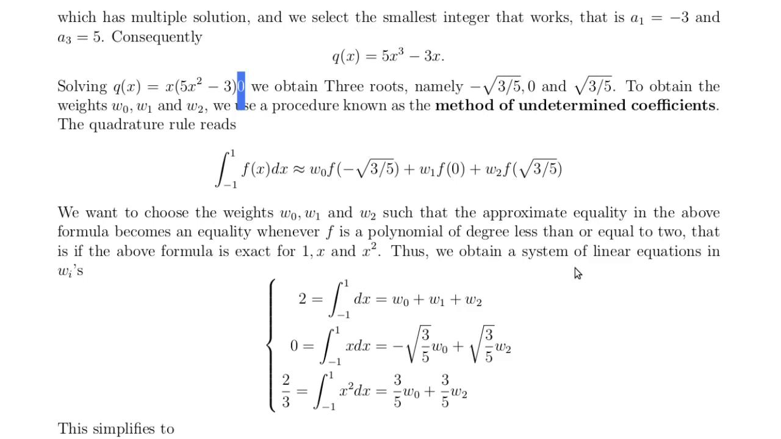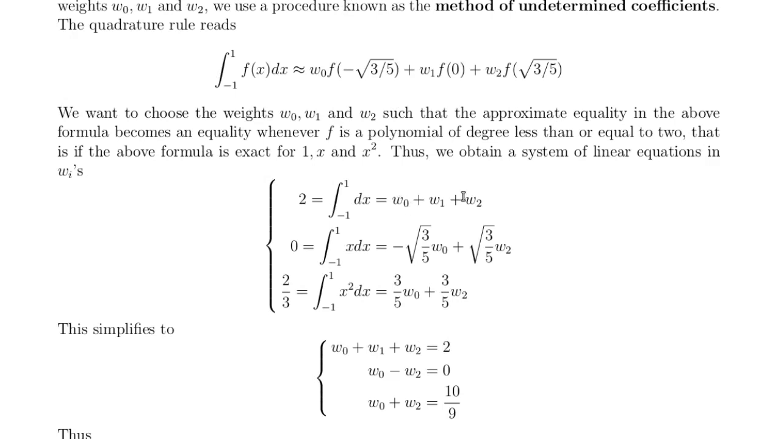But we don't need to use all the x^k for k running from 0 to 5, because we only have 1, 2, 3 unknowns. So we can use 3 different values of k. That is k equal to 0, equal to 1, equal to 2. So polynomials of degree less than or equal to 2. And this is exactly what we have here. We want to write that this formula is exact for f(x) equal to 1, x, and x squared. So we impose that and we solve.